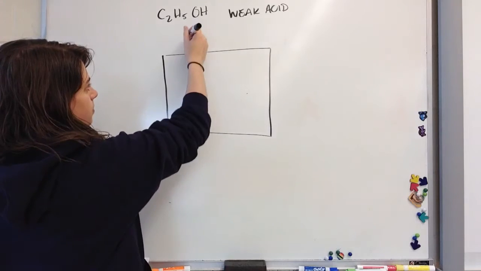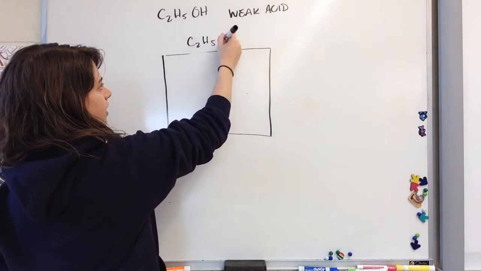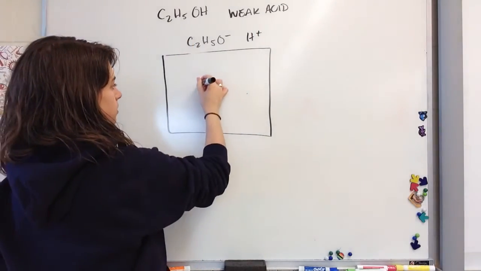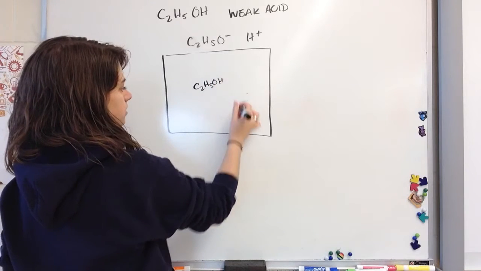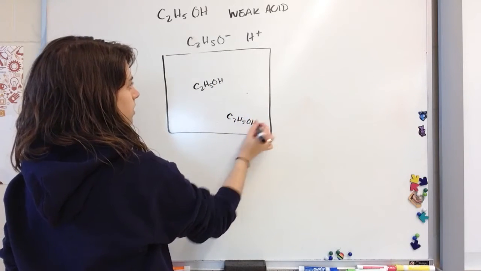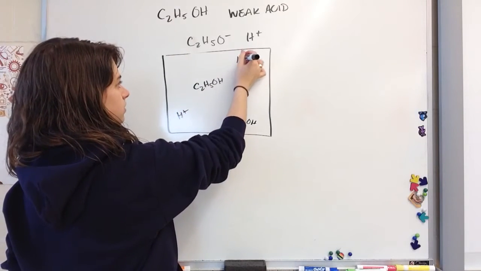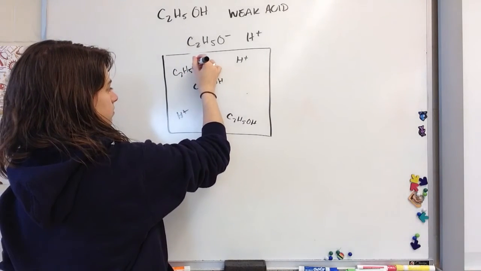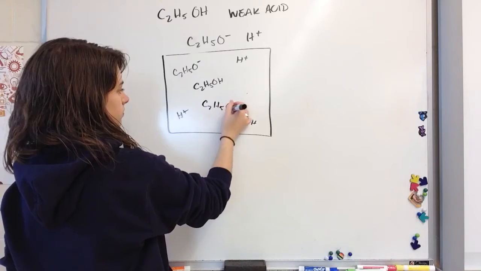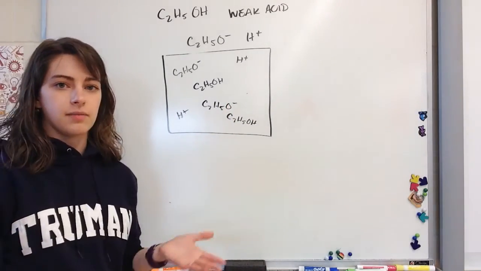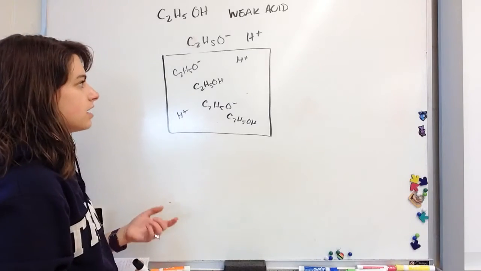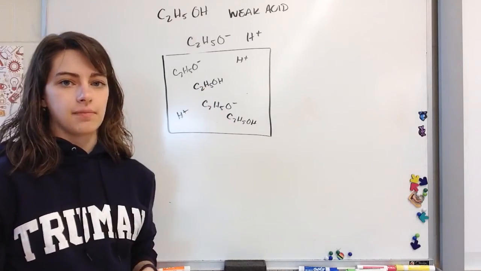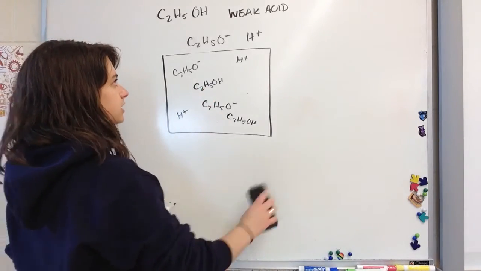So when we see this break up, we're going to see our C2H5O-. We're also going to see H+, but we're also going to see our original compound. So I'm going to see some C2H5OH, but I'm also going to see some H+, and I'm also going to see some C2H5O-. So if I was given this particle diagram and I'm trying to decide if it's a strong or a weak acid or a base, I see H+, that means it's an acid. And I see ions, and I see the original compound, which means that it's weak. Okay, let's do another one.